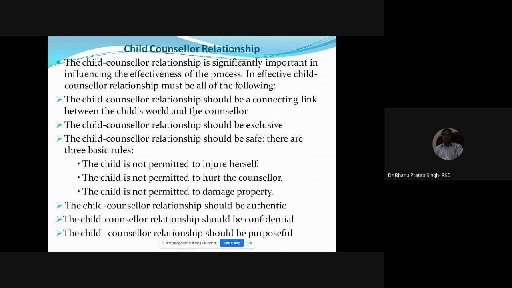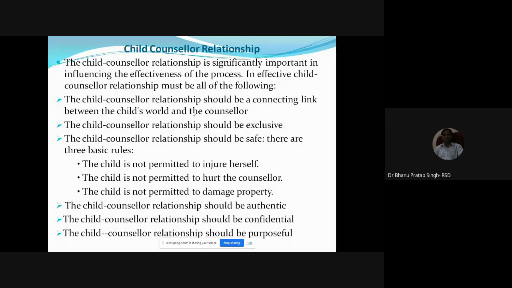Relationship is very important between the child and counselor. It should be kind of connective, because sometimes counselor see the word of child means ability, weakness, strength. Child counselor relationship should be exclusive, means while both are interacting, there should not be other. The presence of others should be prohibited.